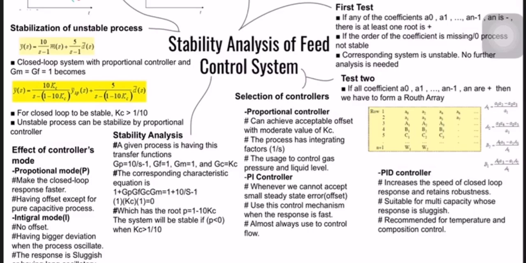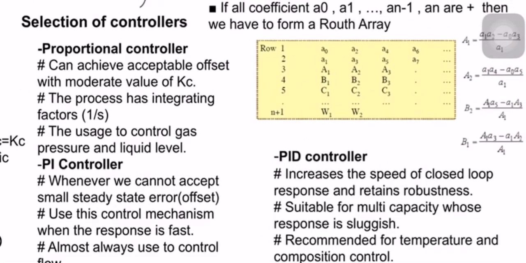So today I'm going to present about the selection of controllers. Under the selection of controllers, we have 3 main types of controllers, which are proportional controller, PI controller, and also PID controller. The proportional controller can achieve acceptable offset with moderate value of Kc, and the process has integrating factors. The function of proportional controller is to control gas pressure and liquid level.